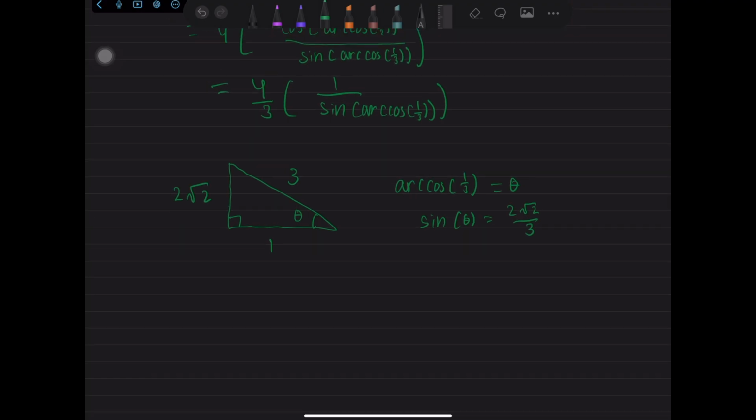So we can put that in there. So we have 4 over 3 times 3 over 2 square root of 2. So the 3s cancel out. We have 4 and 2 becomes 2 there. So 2 over square root of 2. This is square root of 2. So this is our answer, square root of 2. And this is approximately 1.414 something. So we have our answer.